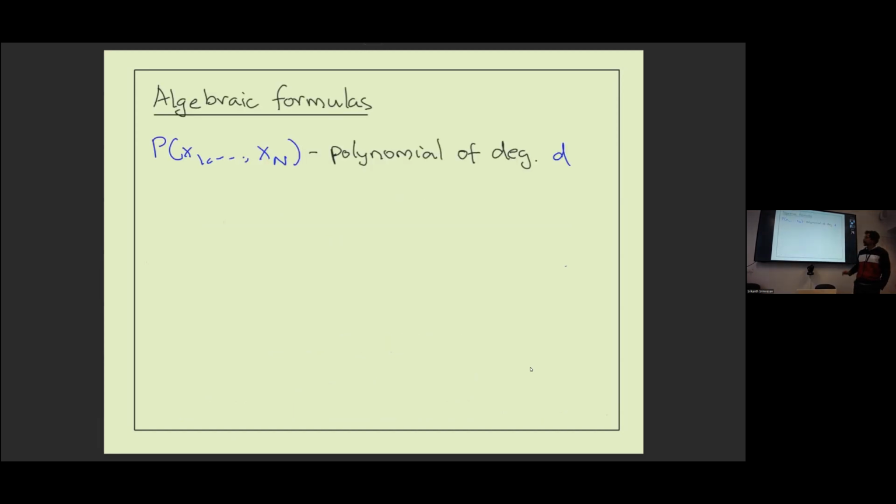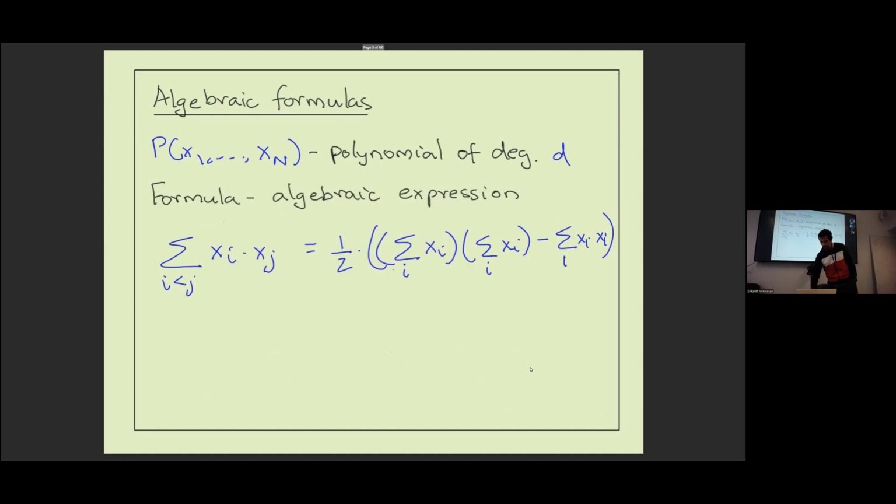So the basic problem is the following. It's a very neat combinatorial, algebraic problem, and it just takes a slide to describe. The basic setup is we have a polynomial in n variables of degree d. What's a polynomial? It's like an algebraic expression. So here's a polynomial. I have n variables, x1 through xn, and I'm looking at the sum of all products of distinct pairs of variables.